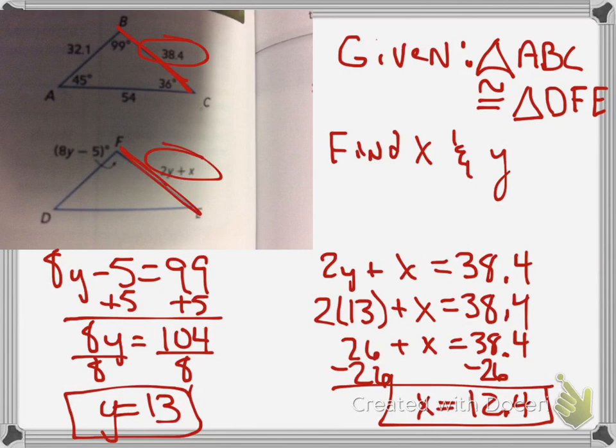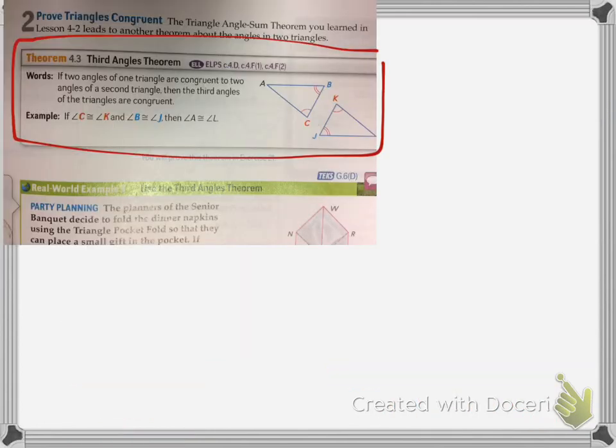Okay, so, do we get a new theorem? Yes, we do. The next theorem that we have is the third angles theorem: if two angles of one triangle are congruent to two angles of a second triangle, then the third angles of the triangles are congruent. If two angles are already congruent from one triangle to another, then because they all have to add up to 180, the third ones have to also be congruent. You should know that.